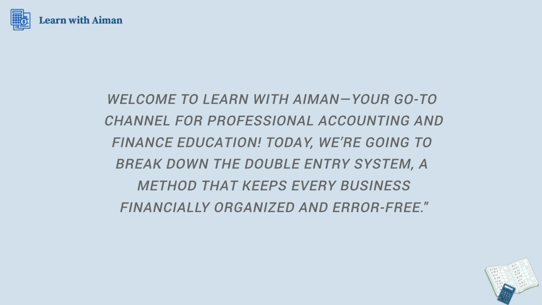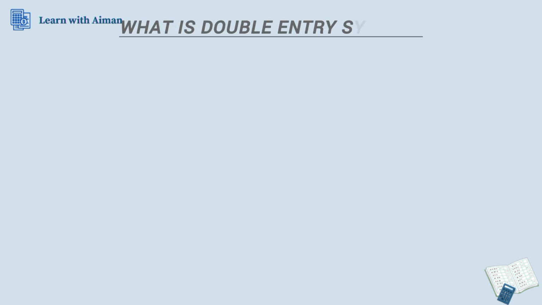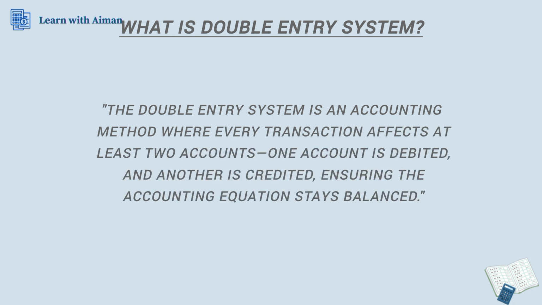Today we are going to break down the double entry system, a method that keeps every business financially organized and error-free. What is the double entry system? The double entry system is an accounting method where every transaction affects at least two accounts. One account is debited and another is credited, ensuring the accounting equation stays balanced.